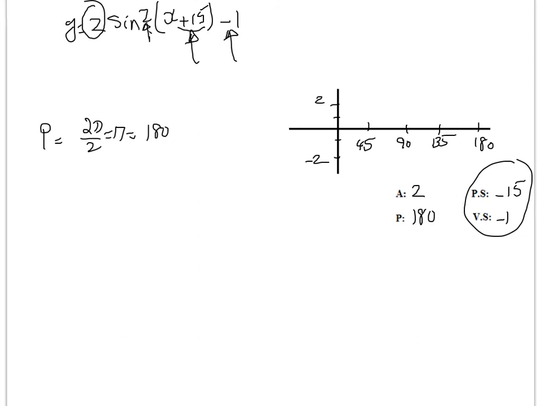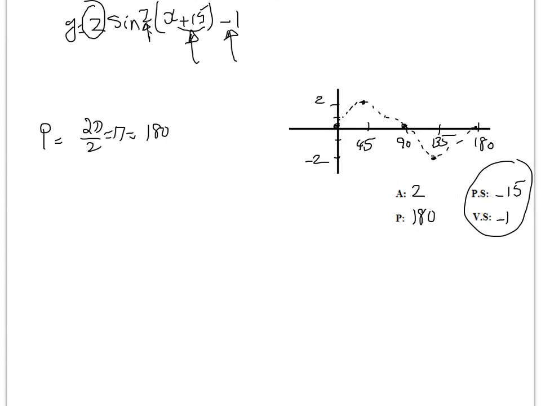So I'm going to start at this point, then I go to the maximum at 45, then I go to 0, then I go to negative 2, which is the minimum, and then I go to 0. So my base function is the dotted graph, which I have here. So this is y equals 2 sine 2x. Now, at every point on the base function graph, I'm going to apply the transformations: going left 15 degrees, going down 1 unit.